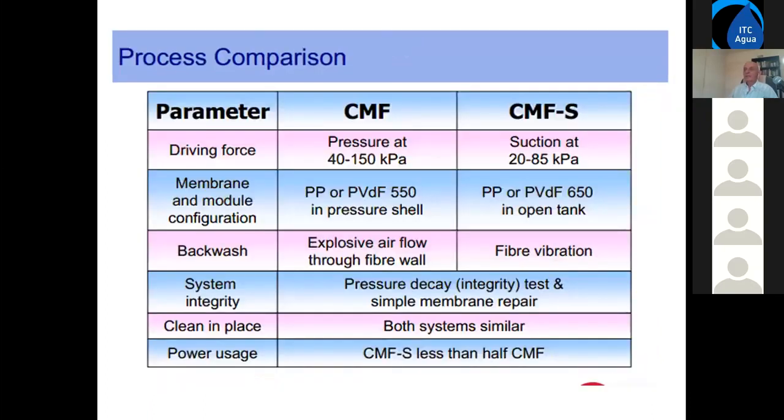Okay, so this is the pressure driven, this is the vacuum driven. So you can see this is the limit 85 kilopascal, but usually it has to be lower. I mean, the limit is usually 70 is the maximum. It also depends on the water temperature. So this is in the shell, this is an open tank. The backwash is explosive airflow, fiber vibration, integrity, pressure decay test, and cleaning in place similar, and power usage. This one uses less than pressure driven, mainly because it operates at lower pressure, operates at lower flux rate.